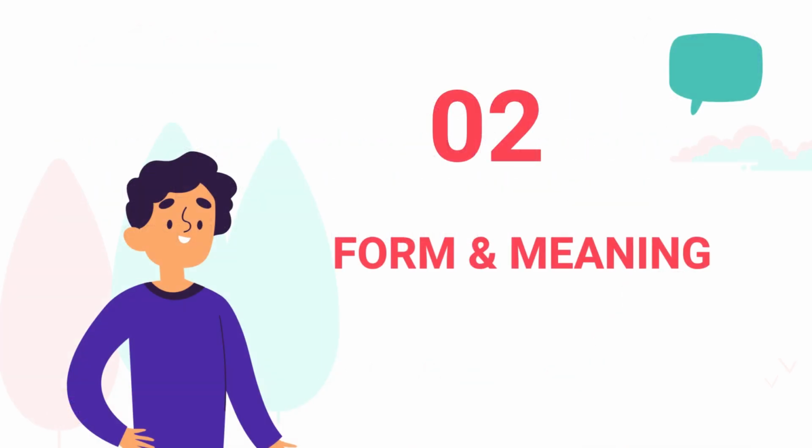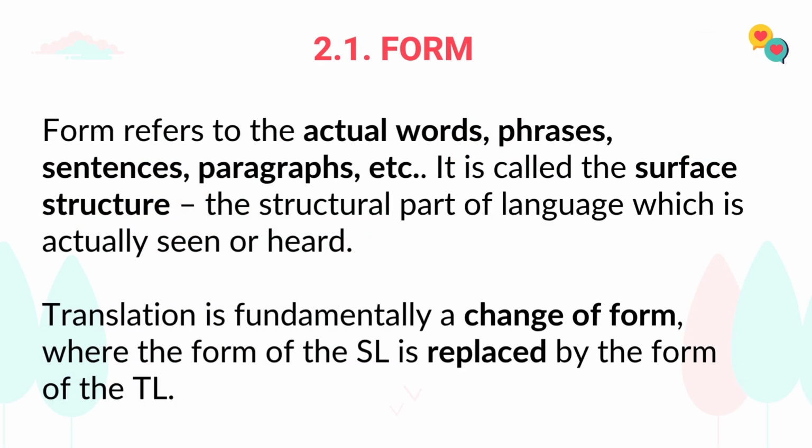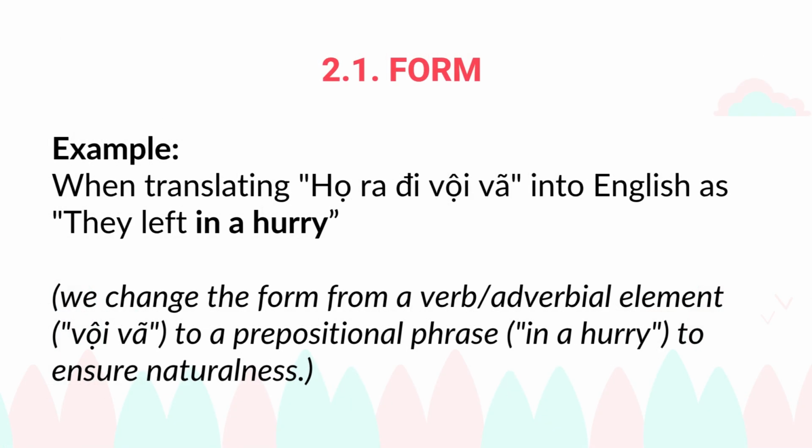To be a great translator, you must understand the relationship between two core elements: form and meaning. Form refers to the actual words, phrases, and sentences. What is actually seen or heard, often called the surface structure. Translation is fundamentally a change of form, where the form of the source language is replaced by the form of the target language. Look at this Vietnamese example.